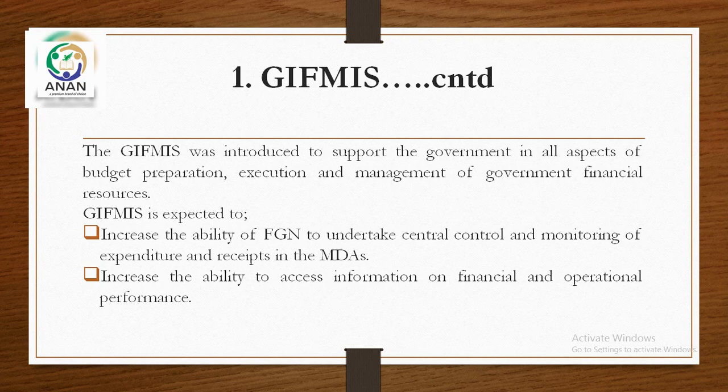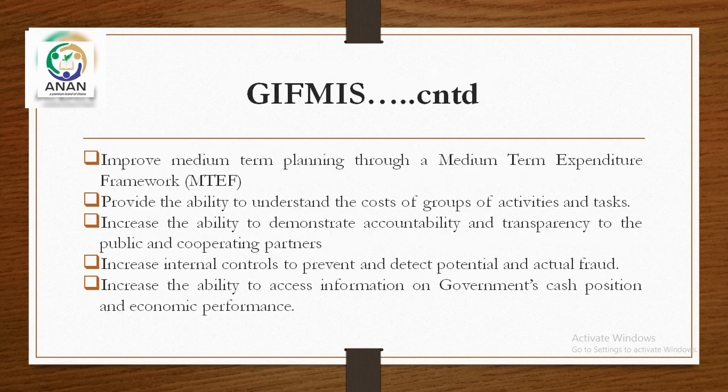GIFMIS is expected to: 1. Increase the ability of the federal government of Nigeria to undertake central control and monitoring of expenditure and receipts in the MDAs. 2. Increase the ability to access information on financial and operational performance. 3. Improve medium-term planning through the medium-term expenditure framework (MTEF), and provide the ability to understand the cost of groups of activities and tasks. 4. Increase the ability to demonstrate accountability and transparency to the public and cooperating partners. 5. Increase internal controls to prevent and detect potential and actual fraud. 6. Increase the ability to access information on government's cash position and economic performance.